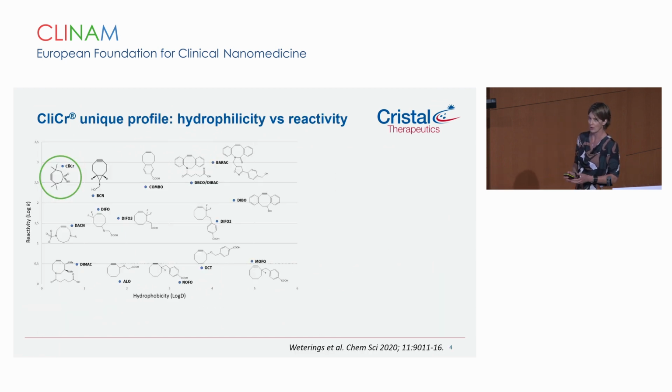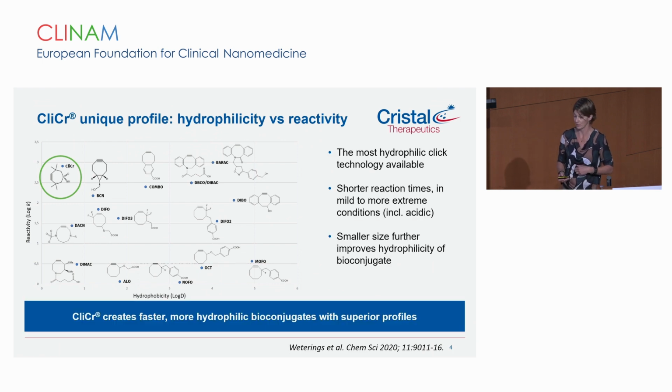And then I think we are in a unique position as compared to other click reagents from both the hydrophilicity and the reactivity perspective. So this figure shows you on the x-axis the hydrophobicity, so the log D, and then on the y-axis the reactivity. And I think it is obvious that CliCr is really left up, meaning the smallest, most hydrophilic, but also still having high reactivity. So that's particularly as compared to BCN, where you see much more on the right side, the DBCO showing high reactivity, but also very high hydrophobicity, which is really unattractive for the application.